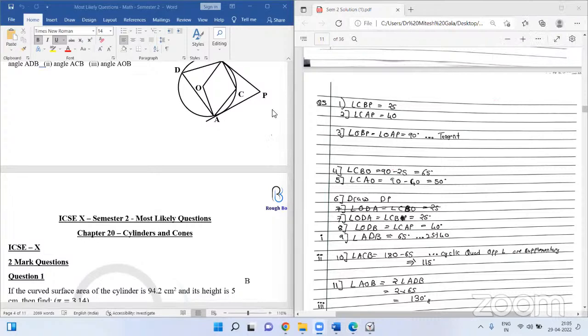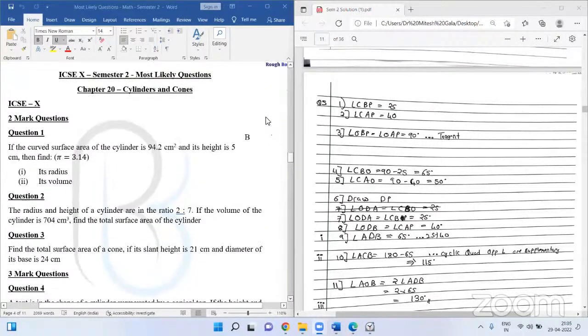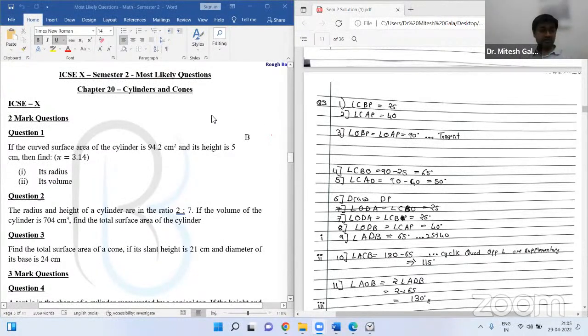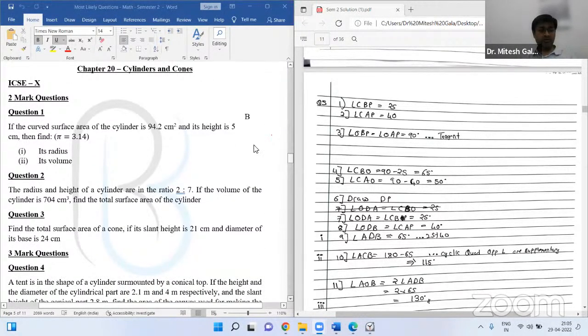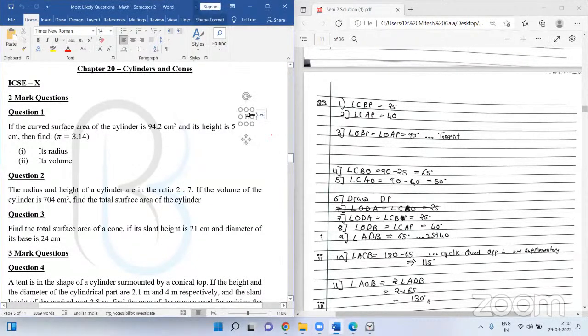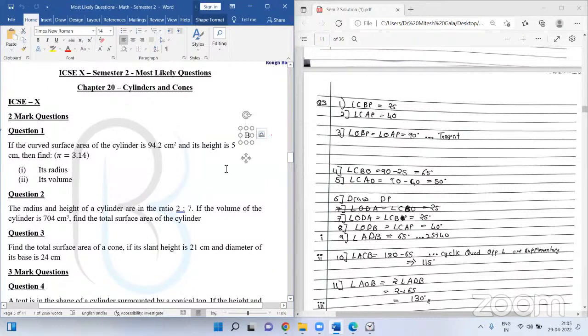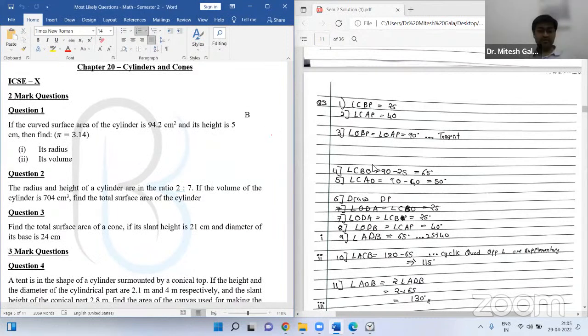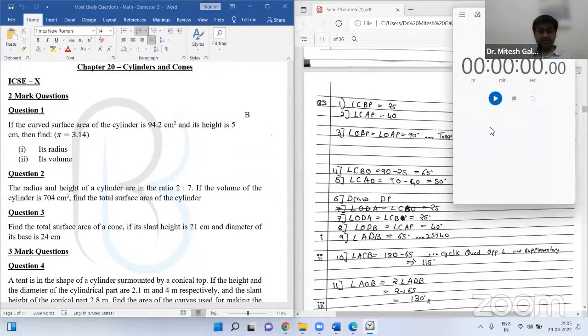Which chapter is going to have the most weightage? Measures of central tendency. Come on, cylinders and cones. Question 1, begin. 2-mark question, simple question. Who will get it? Maths? Aram, you should get this. The mistake is the same, Mitesh Gala. What happened? Chalo, begin question number 1. Let me put the timer on. Maybe around 1 minute you should finish. Simple question, 2 marks. Come on.